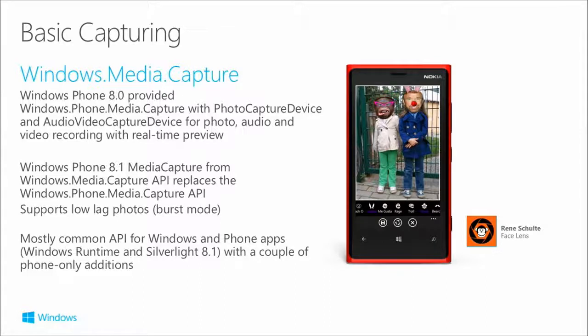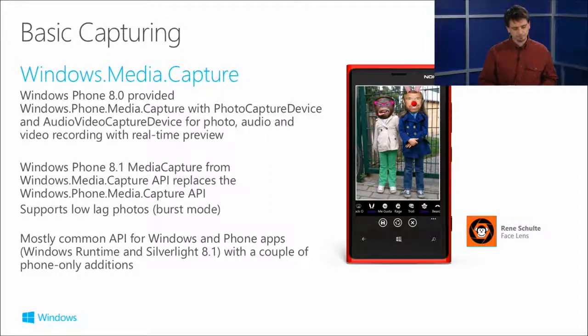So the windows.media.capture. Windows Phone 8 provided the windows.phone.media.capture. There's a lot of namespace discussion that we'll get to at the very end of this session, so kind of bear with it here. Windows.phone.media.capture using our photo capture device, our audio video capture device, and then we'd apply that to a XAML element for a real-time preview. With Windows Phone 8.1, we use media capture from a slightly different namespace, windows.media.capture.